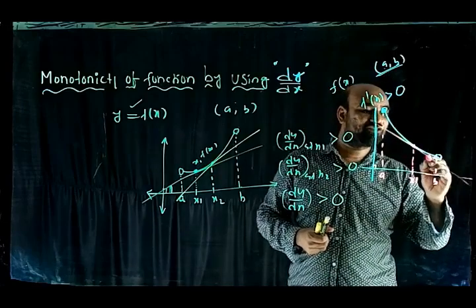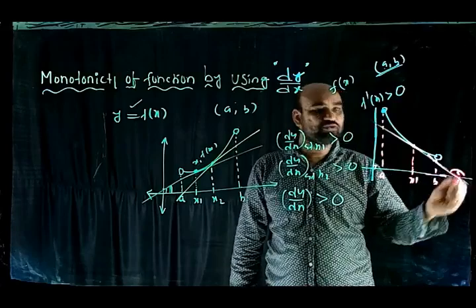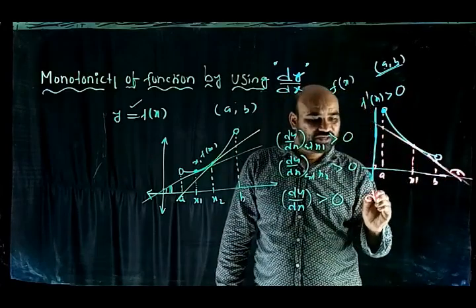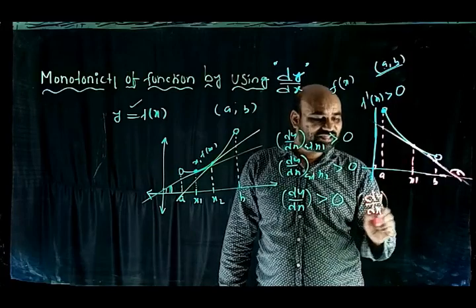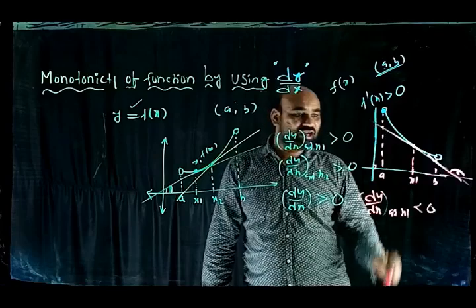The tangent slope is negative because the inclination of the line is obtuse. Slope of this tangent is negative. Means what is the meaning? dy/dx at x1 is less than 0. Take one more point.